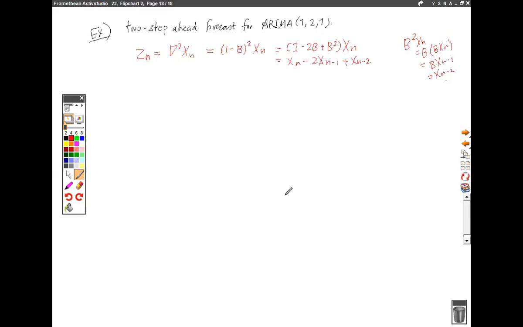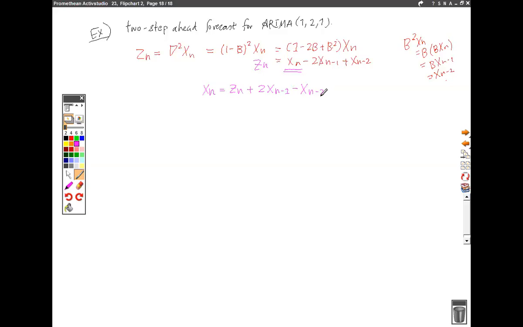Now remember, the next step is to write the variable that I care for in terms of all the other variables that I know. So again, we care for the Xn term here. I will rewrite this in terms of Xn, and what I started off with was Zn. So Xn will be equal to Zn plus 2 times Xn minus 1 minus Xn minus 2, right?